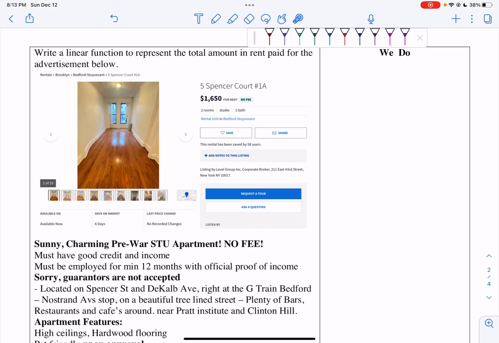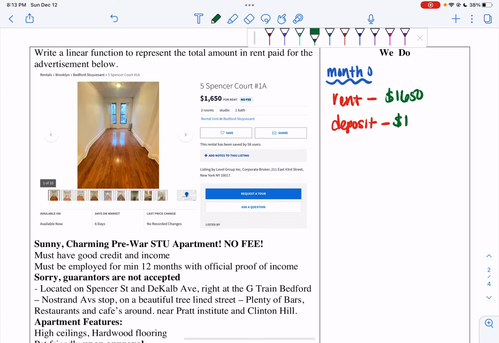So the first thing we want to figure out is how much we pay at month 0. And this is a no-fee apartment. So all we pay is our rent and our deposit. Our rent in this case is $1,650. And our deposit will also be $1,650. When I add those together, I should get $3,300. So at month 0, I'm paying $3,300.